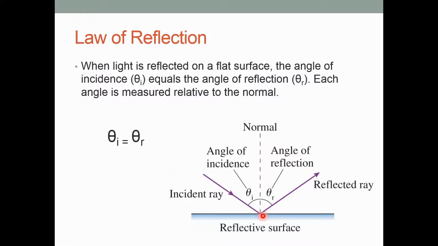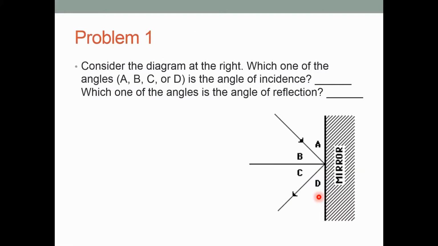So we have our incident ray and our reflected ray of light, our angle of incidence, and our angle of reflection, and they're equal to each other. So here's a question. Consider the diagram to the right. Which of the angles, A, B, C, or D, is the angle of incidence? So you're looking for the angle that the light comes in relative to the normal. This is our normal here. So our angle of incidence will be B.